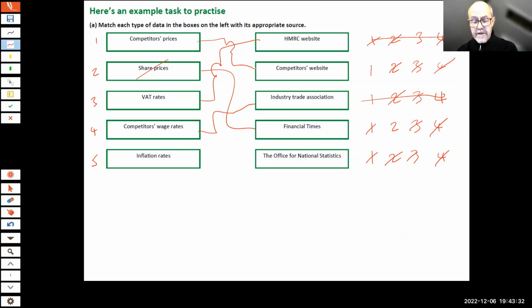So all we've got left is inflation rates, and sure enough, the Office for National Statistics will indeed do that. So often you'll find there's overlap, as we saw really with the pricing. So you can often rule them out, and generally some will come out easier than others. So that's a method to adopt when you get one like this.